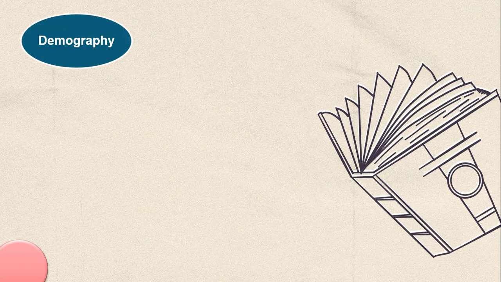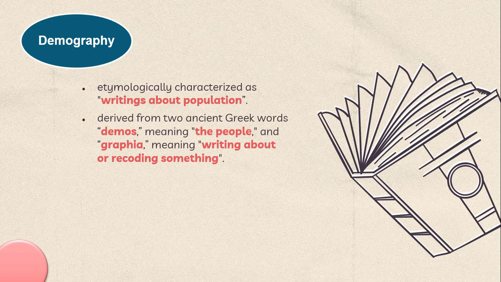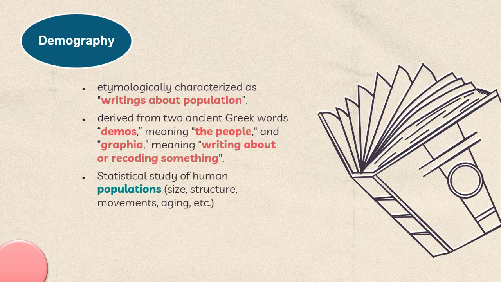Demography. It is etymologically characterized as writings about population, which was derived from two ancient Greek words: demos, meaning the people, and graphia, meaning writing about or recording something. Demography is the statistical study of human populations. Demography examines the size, structure, and movements of populations over space and time.